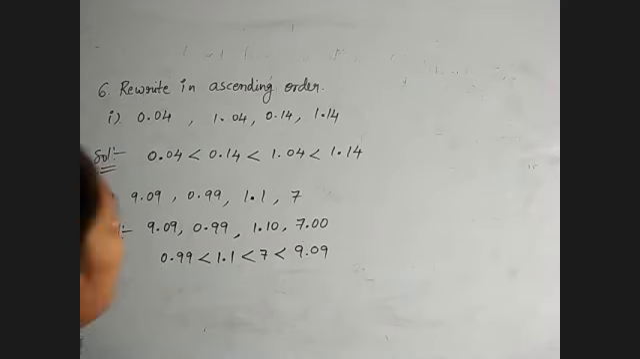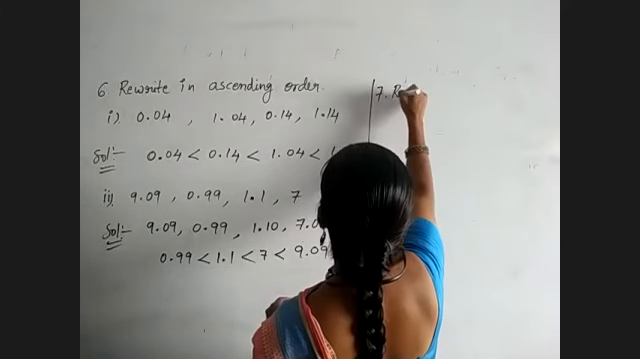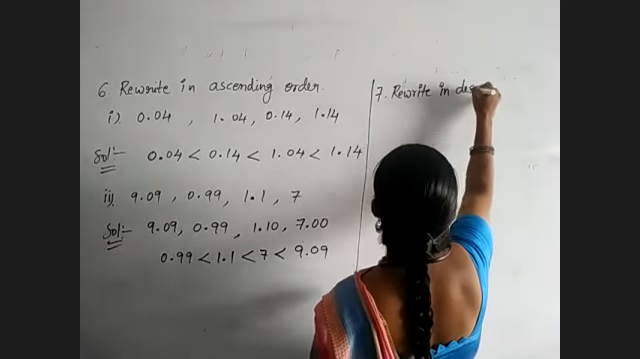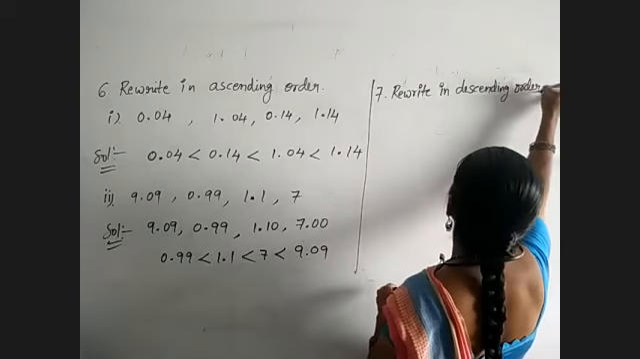Next question we have is for descending order. So here we will write the numbers in descending order. This is the last problem in this exercise.